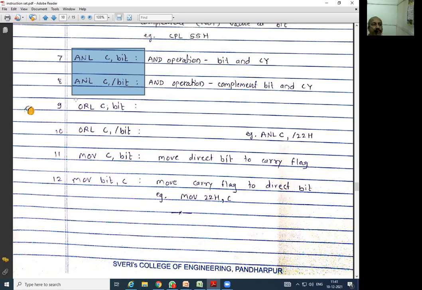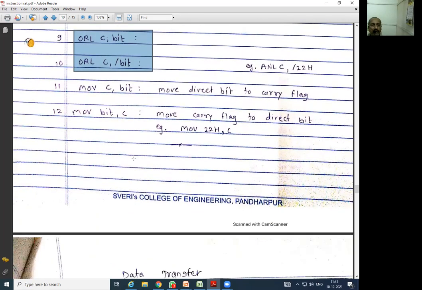Similar to this one-bit ANDing, one-bit ORing is also available over here. That is ORL C, bit and ORL C, /bit. Okay, so this is for ORing.